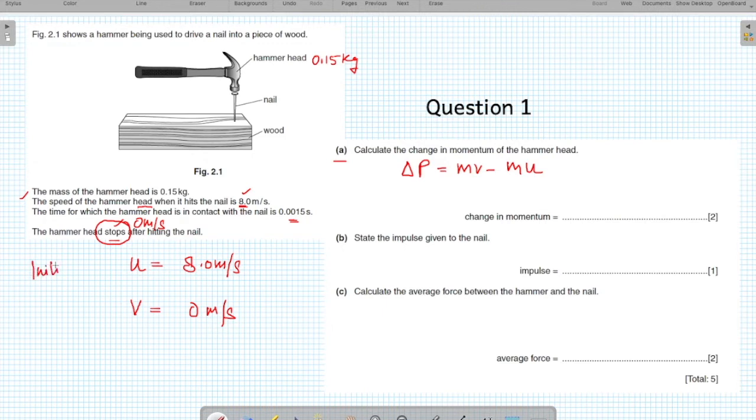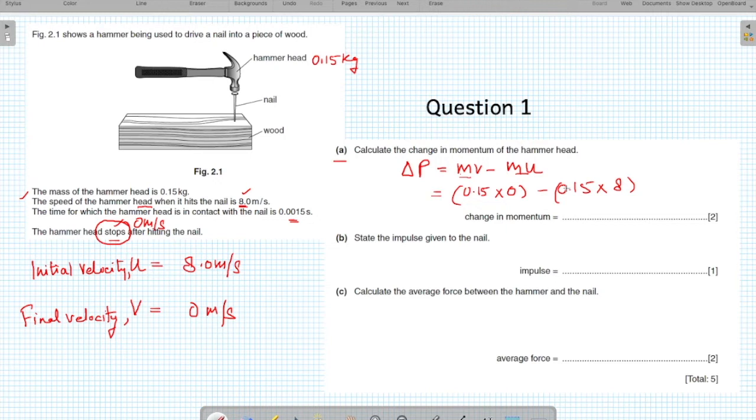Initial velocity and final velocity. So therefore this is your final momentum minus the initial momentum. Mass is given to you. It is 0.15 times the final velocity minus 0.15 times the initial velocity, which is 8.